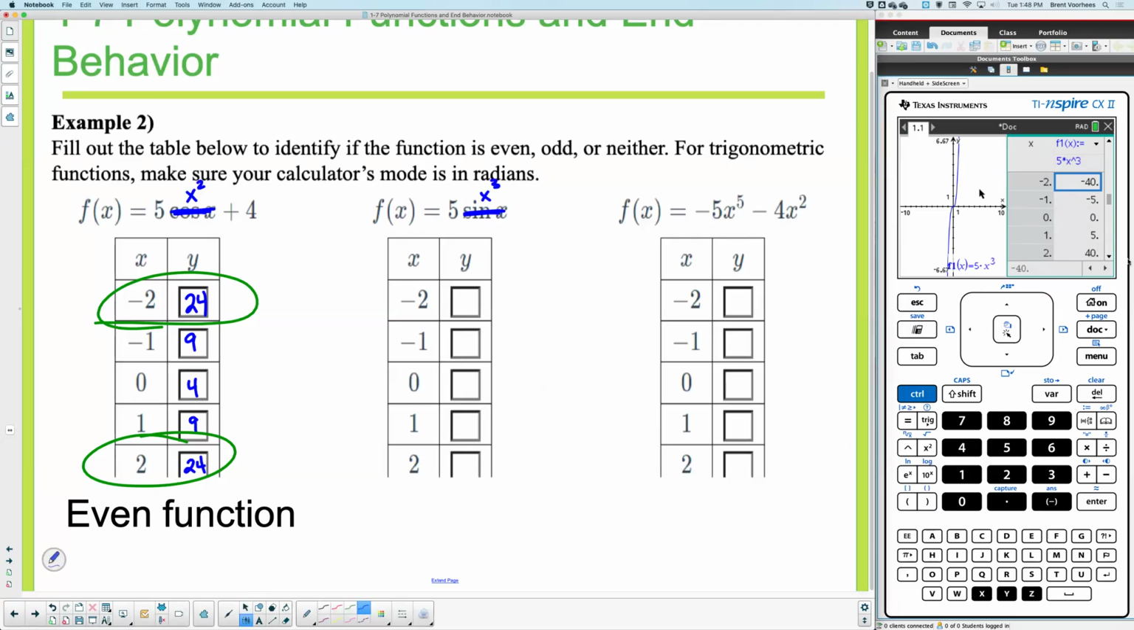All right, what y value are you getting at -2? -40? What y value are you getting at -1? -5, 0, 5, and 40.